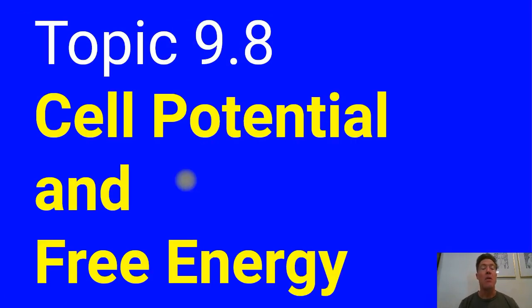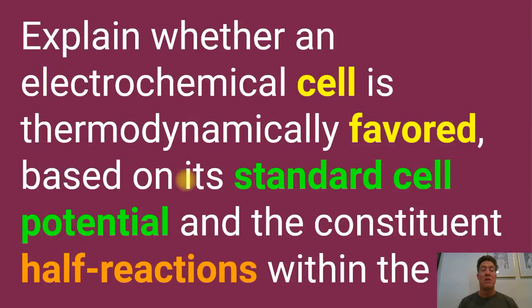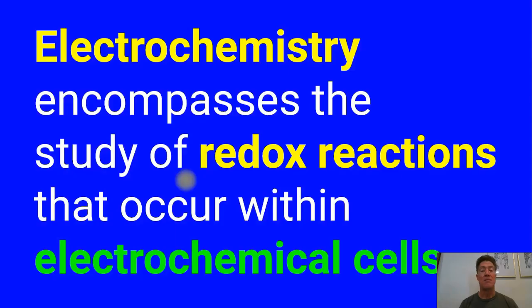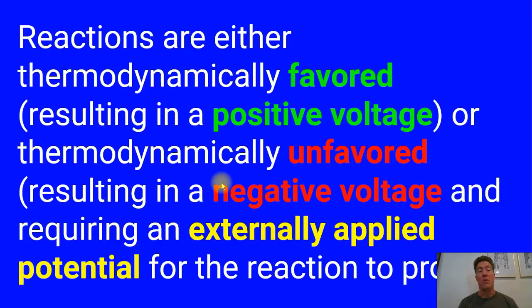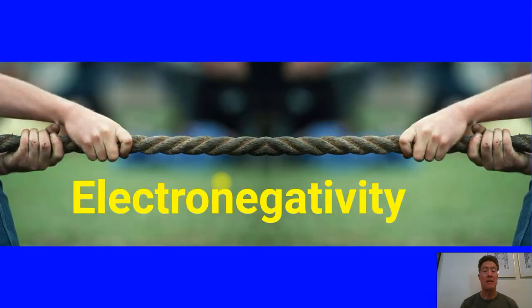All right, let's talk cell potential and free energy. Cell potential is voltage. So we're going to look at a standard cell potential and the half reactions that constitute it. And this is all about the redox reactions that occur within the electrochemical cells. Those reactions are either favored, which gives us a positive voltage, or they are unfavored, which gives us a negative voltage, which means we've got to supply external energy for that unfavorable reaction to proceed.